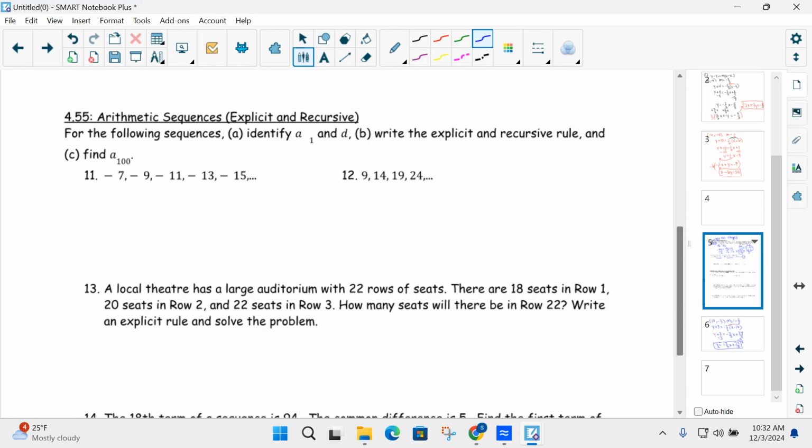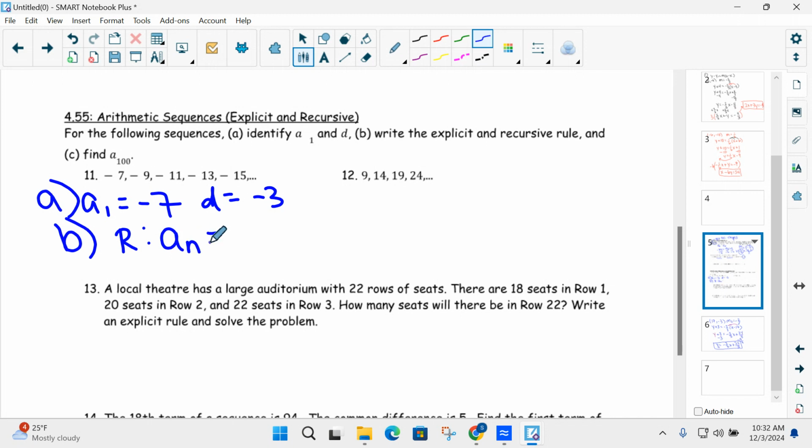Okay, for 11 and 12, for the following sequences, A, identify your first term and your common difference. So here, the first term is negative 7, and then d is negative 3. For part B, it says to write the explicit and recursive rule. So I'm going to do the recursive rule first. So it's a sub n equals a sub n minus 1 minus 3. That's all you need for the recursive rule.